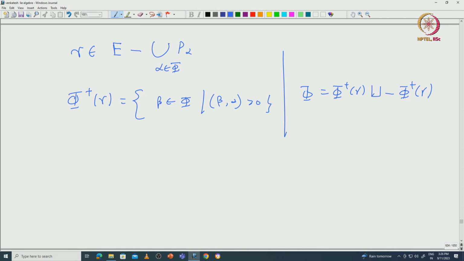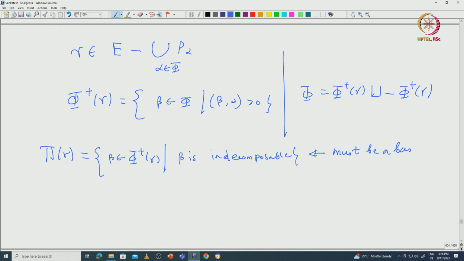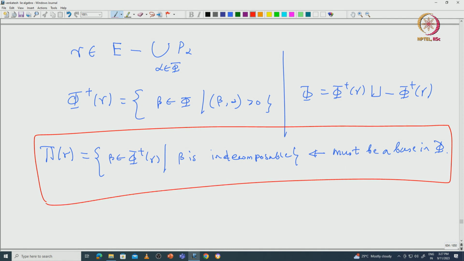Then we looked at the indecomposable elements in phi plus of gamma, which we denoted by pi of gamma. Pi of gamma consists of those elements beta of phi plus of gamma that are indecomposable, meaning they cannot be written as a sum of elements from phi plus of gamma. Then we proved that this must be a base inside phi. We will prove in the next class that all bases come this way.